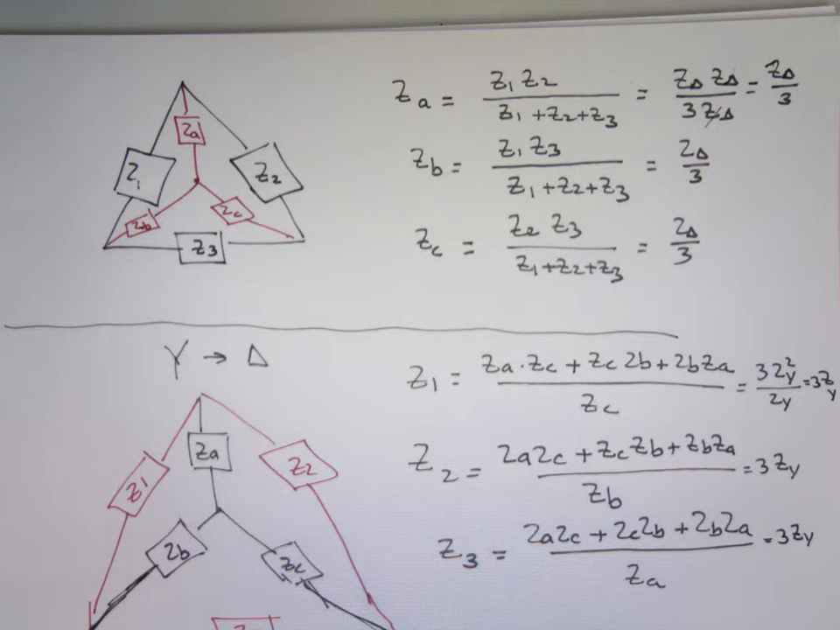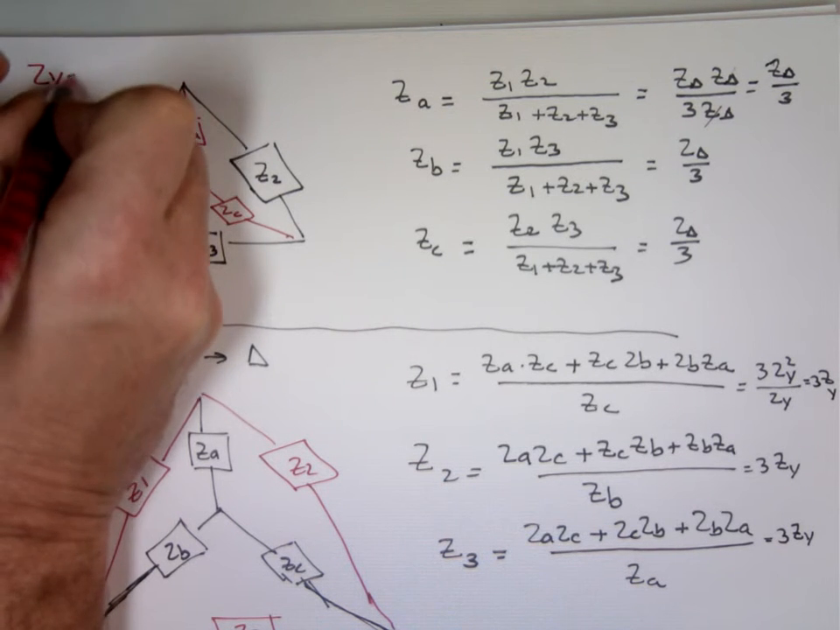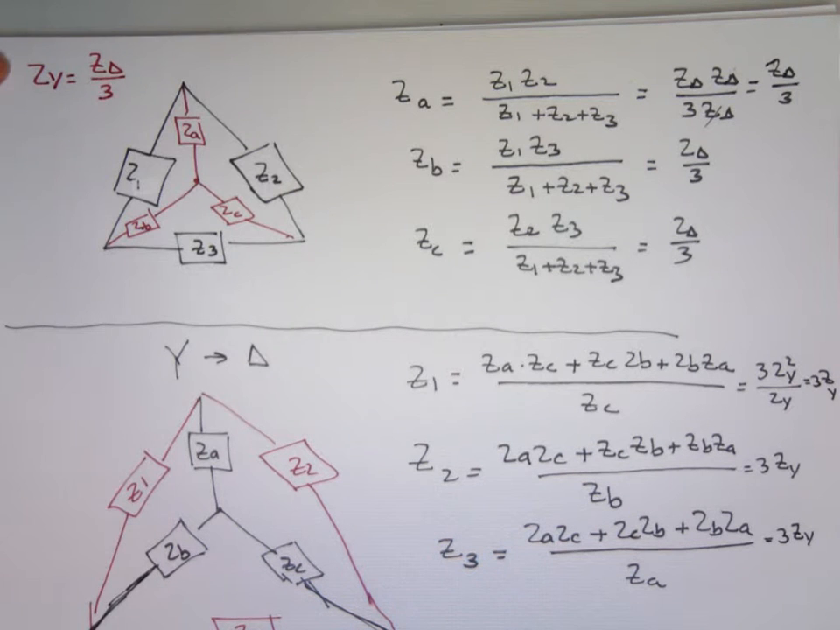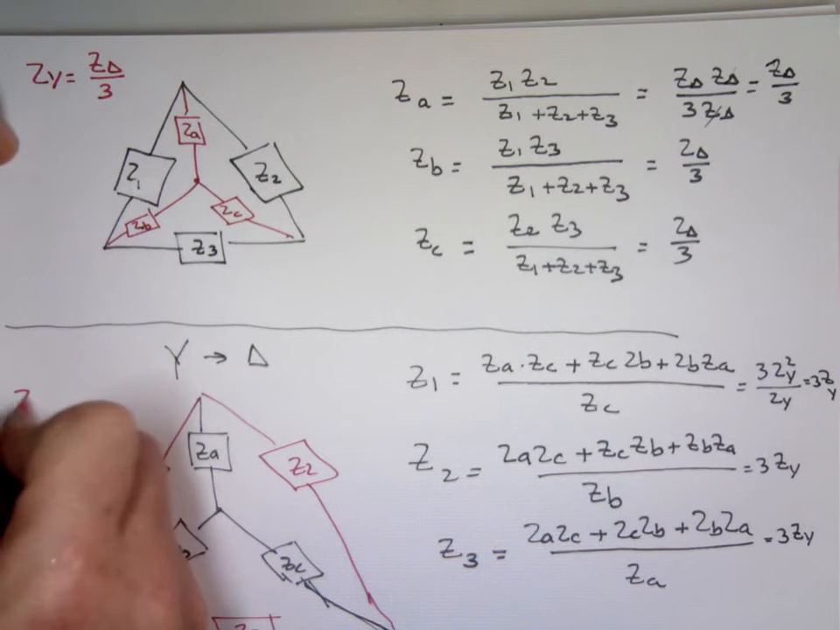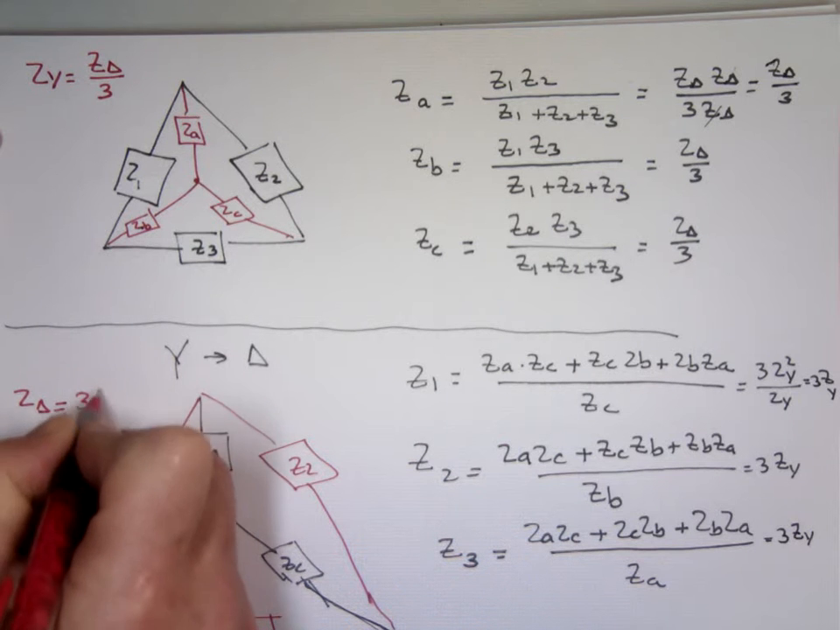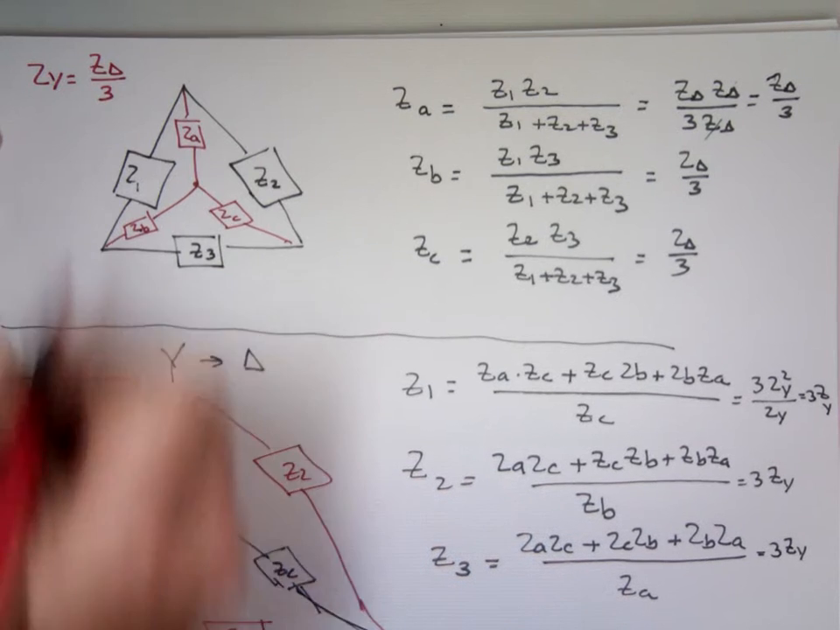So here we go. ZY equals Z delta divided by 3. And this one says Z delta equals ZY times 3, if they are equal.